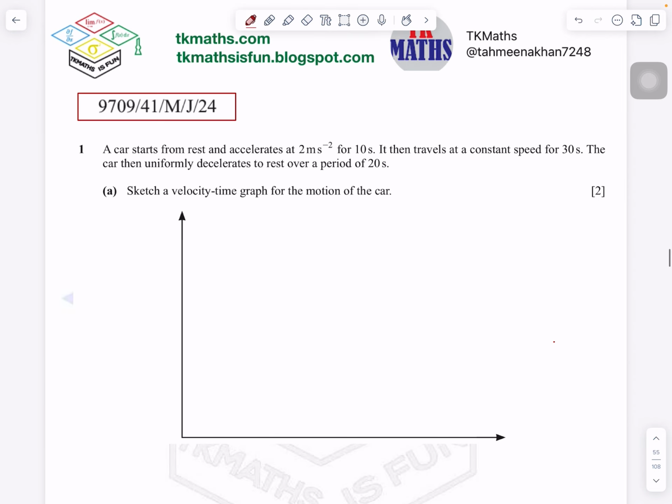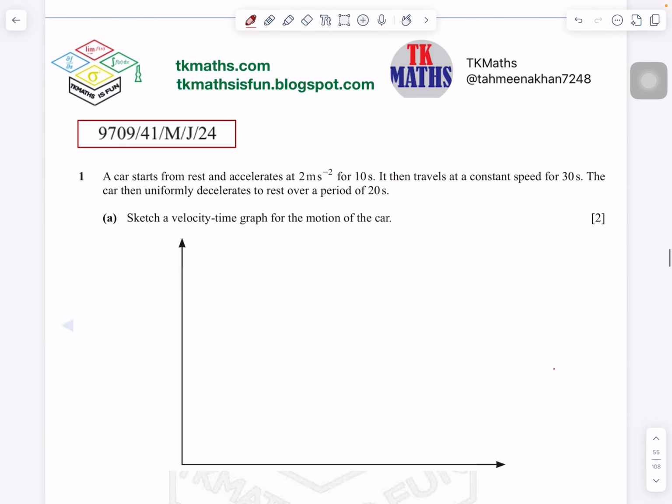So let's start with this question. A car starts from rest and accelerates at 2 meters per second square for 10 seconds. It then travels at a constant speed for 30 seconds. The car then uniformly decelerates to rest over a period of 20 seconds.